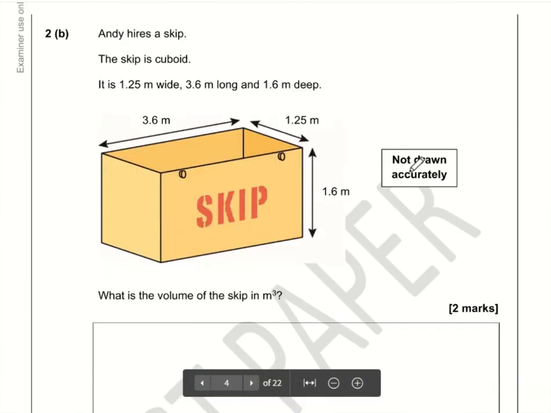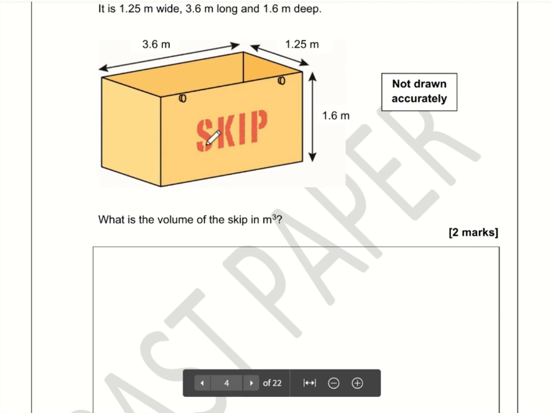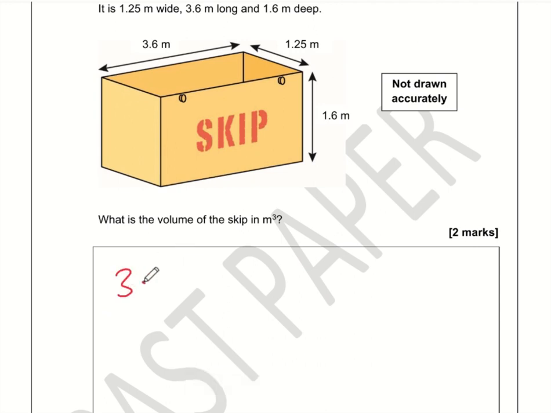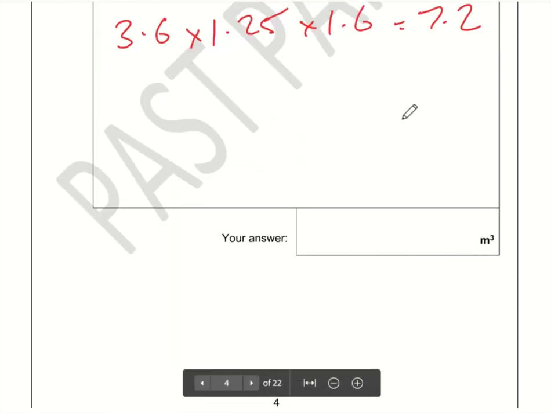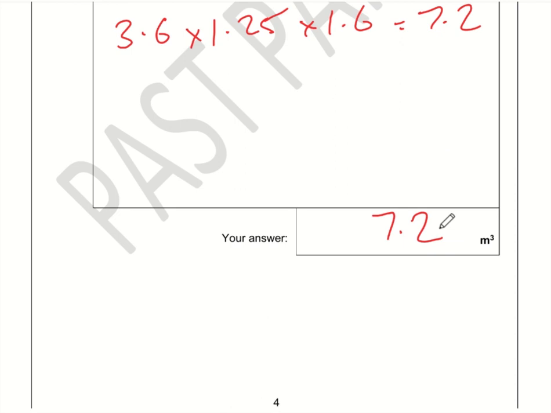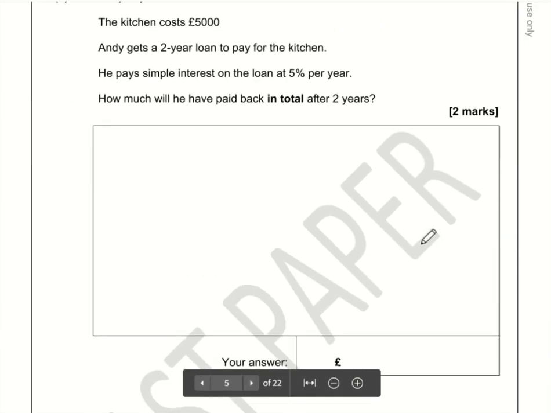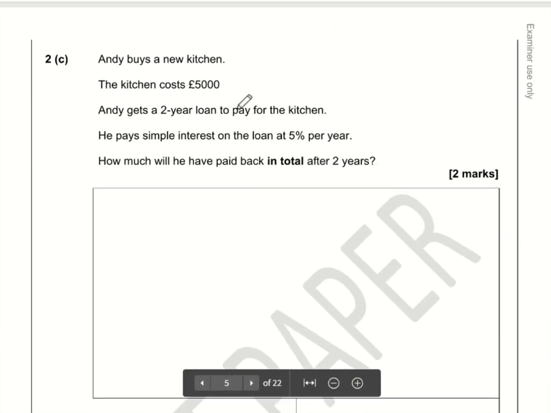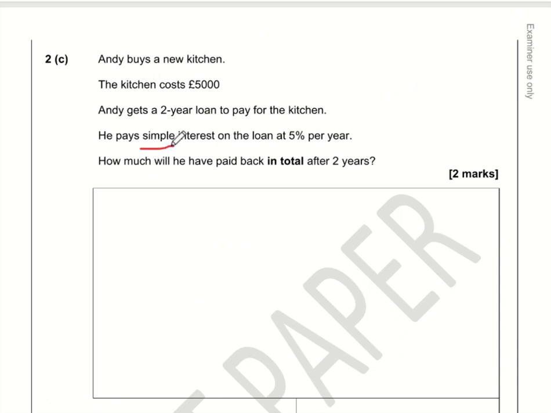Okay, on to part B. We want to work out the volume. Well, the volume is simply those three dimensions multiplied together. So 3.6 times 1.25 times 1.6, and that comes to 7.2. And the unit is cubic meters. Well, they've given it anyway, so 7.2.